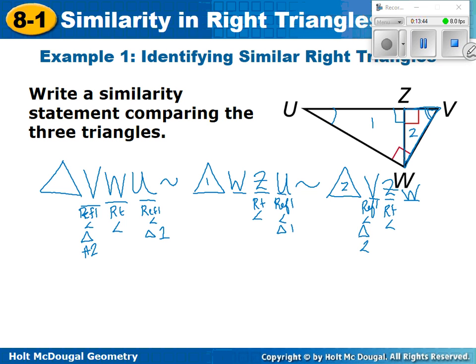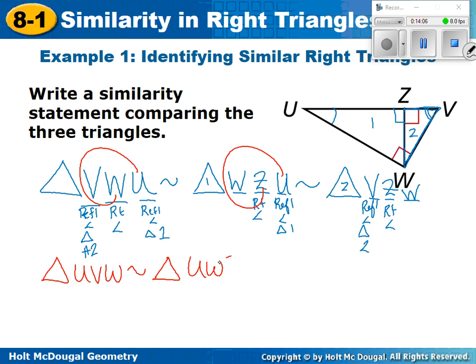Okay, somebody tell me how you named yours differently to start with. What was the first way you named your triangle? Anybody not name it VWU? Devin, what'd you name it? UVW. So you went UVW, so it should be the same when I match it up to the rest of these. So it should be triangle UWZ, which means it should be the same as triangle WVZ.